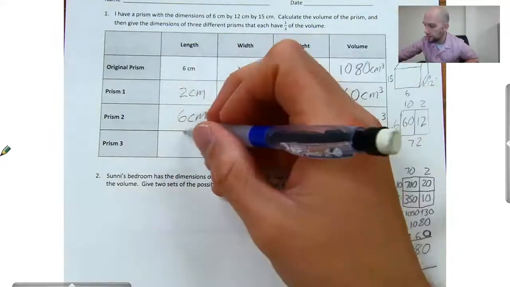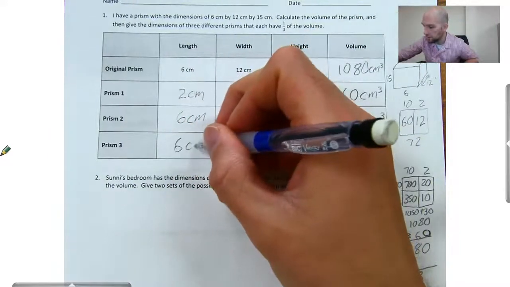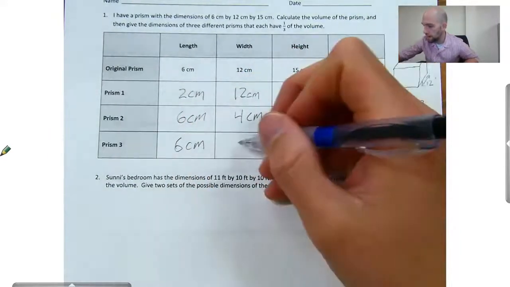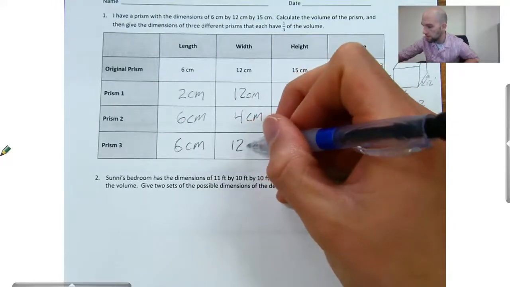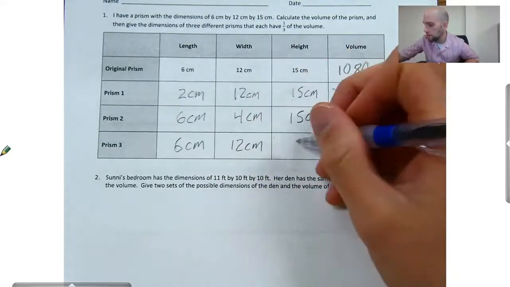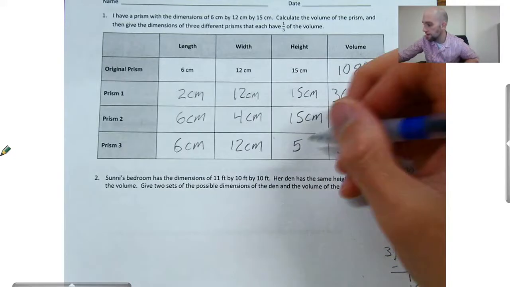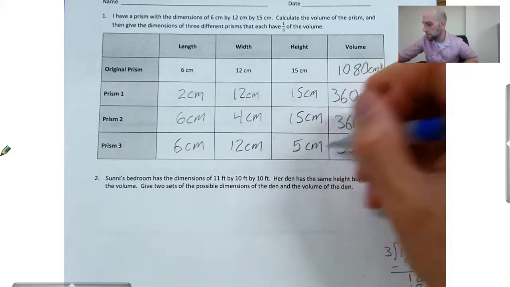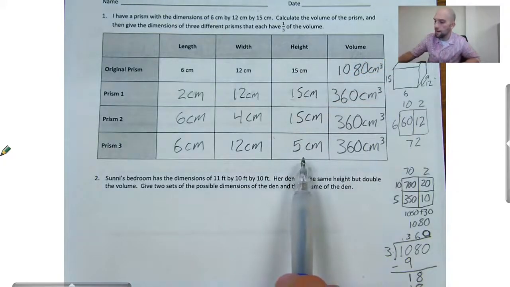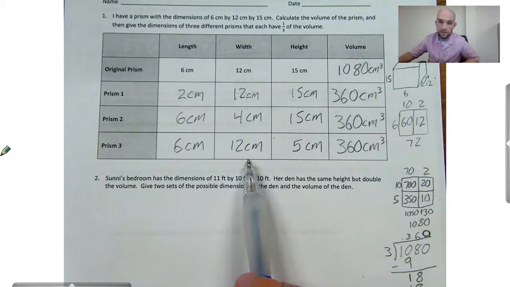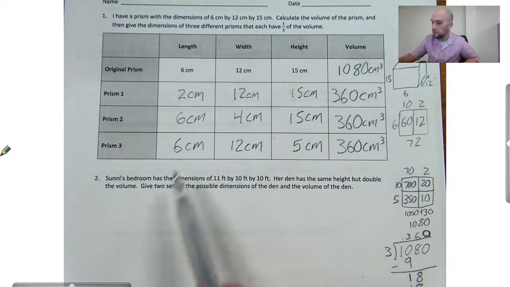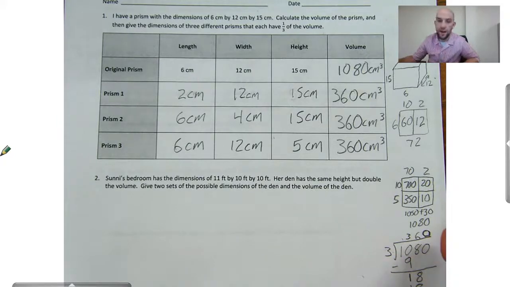And finally, I can keep these all the same. I can do 6 centimeters, and this one will be 12 centimeters. And finally, we have 5 centimeters. And 5 times 12 is 60, times 6 is 360. So I just divide any one of my dimensions by 3, and I'll end up with 1/3 of the volume.